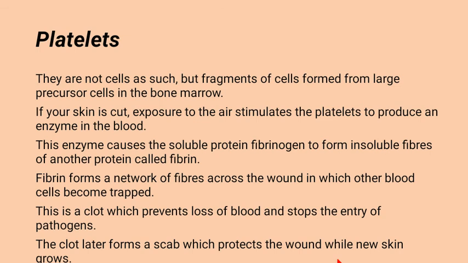So what fibrin does is it produces a network of fibers around the wound, so that blood cells are trapped in it, and this is called a clot. And the clot prevents the loss of blood, and it stops the entry of pathogens. Later on, that clot forms a scab, which protects the wound while new skin grows.